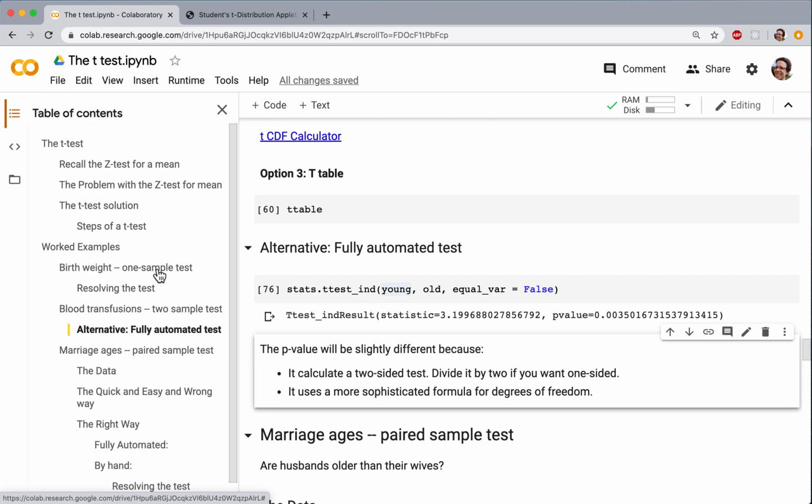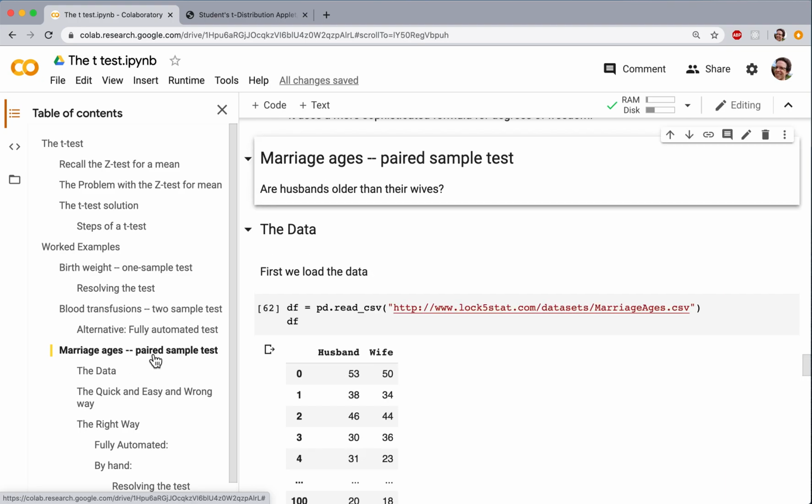Now, what's the basic structure here? The birth weight question is a one-sample test. The blood transfusion question is a two-sample test. Here we compare a mean against a fixed value. Here we compare two means against one another. The final example is a marriage example. It's about studying the question, are husbands older than their wives? And it's not clear in this example whether we should be doing a two-sided or a two-sample or a one-sample test. So let's look at some data and examine this question.